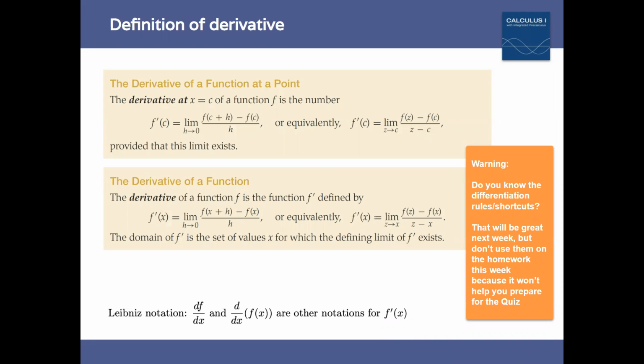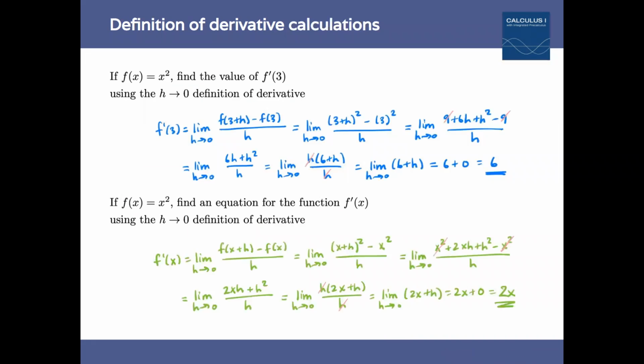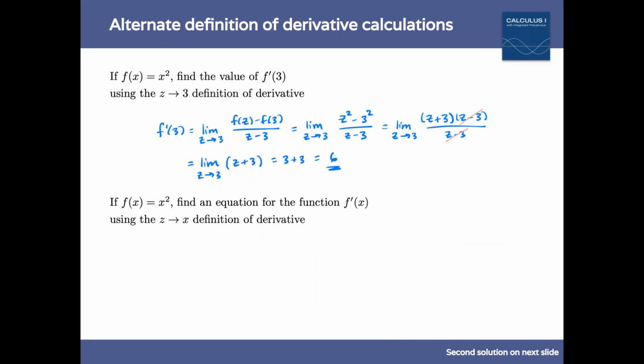It might be helpful to write on your paper, Z equals C plus H, and put a big circle around it. Because all you're doing is letting the role of C plus H be played by Z. And as Z goes to 3, that's the same as H going to 0.